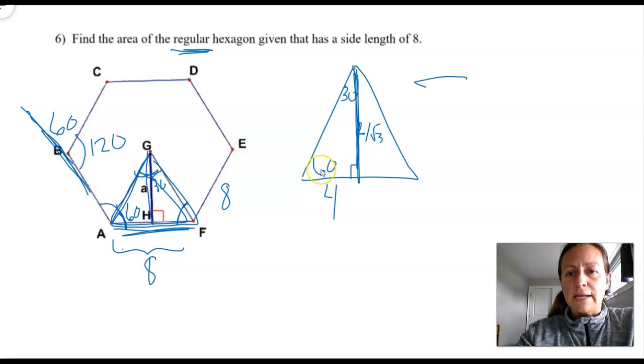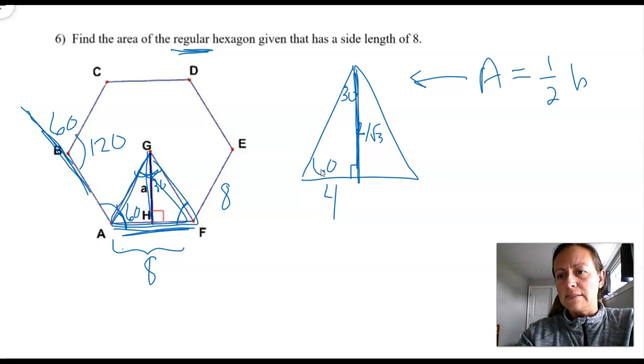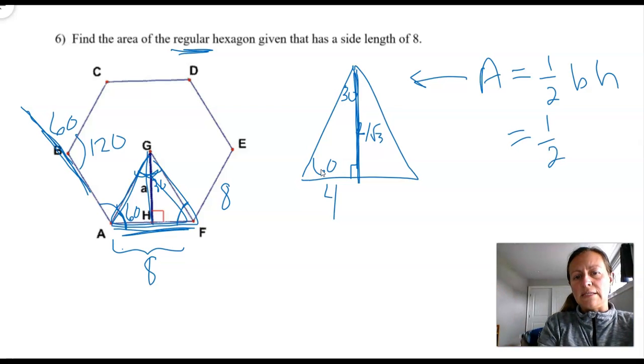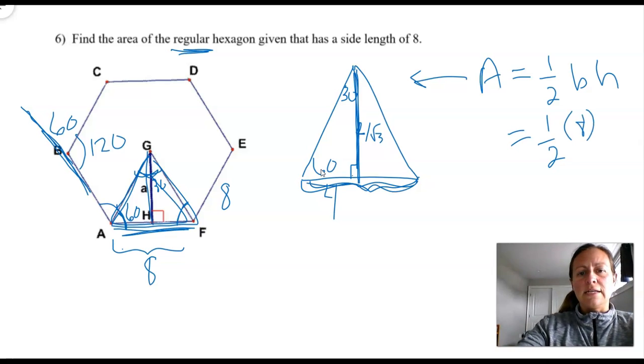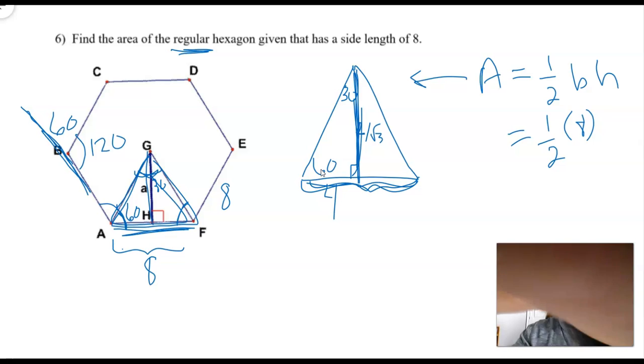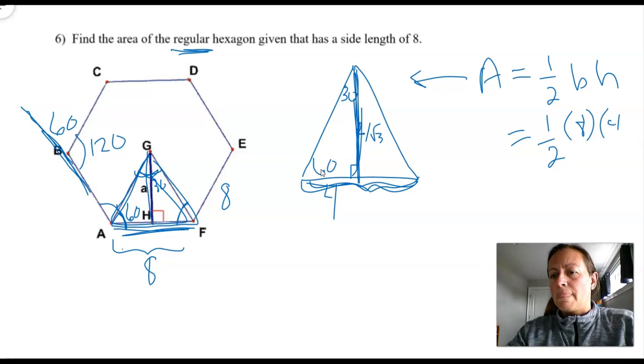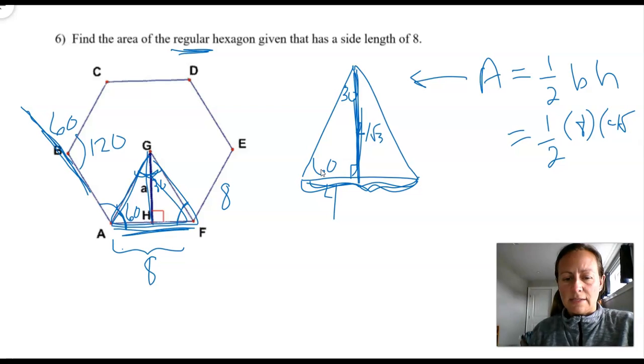So for this triangle, the area of it is 1/2 base times height, and that would be 1/2 the base. Now the base of the entire triangle I'm talking about is 8, and the height is 4 radical 3. That's a mess. I have to make that a little neater.